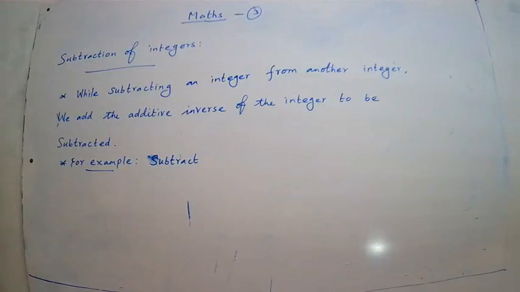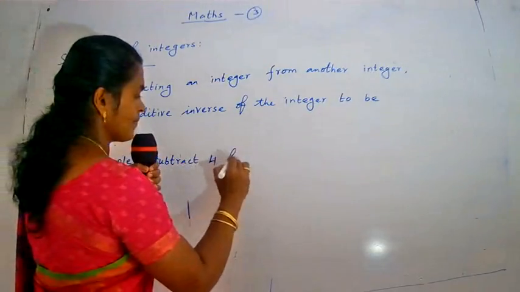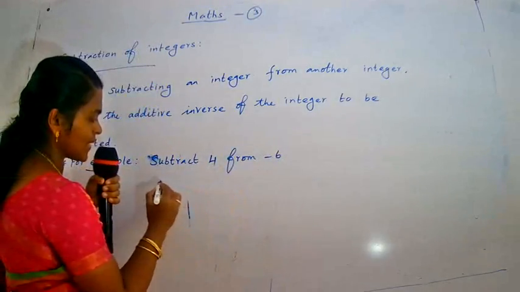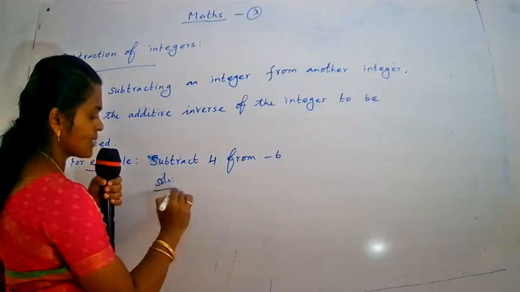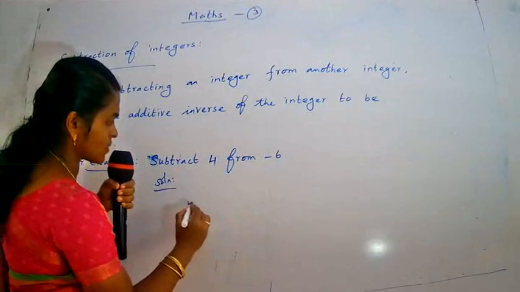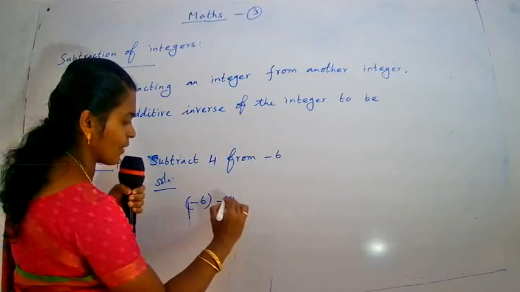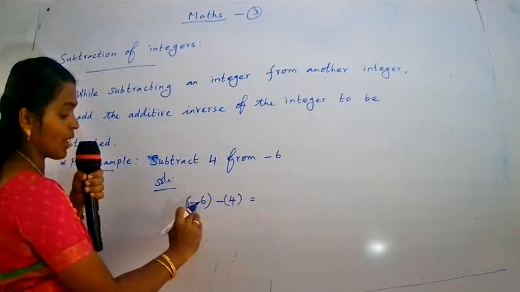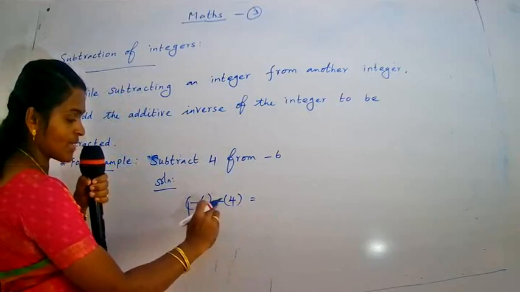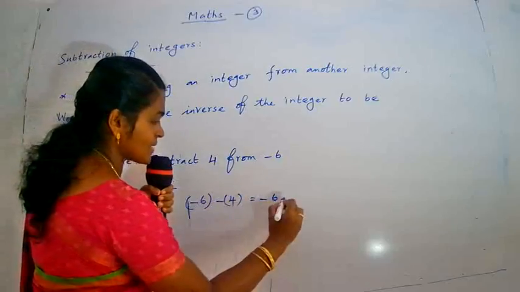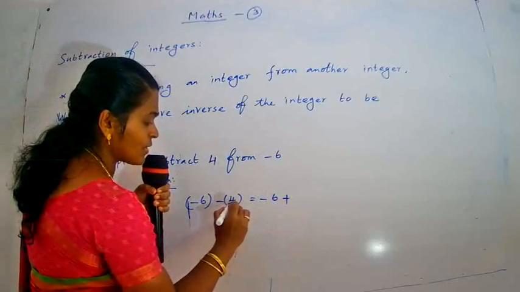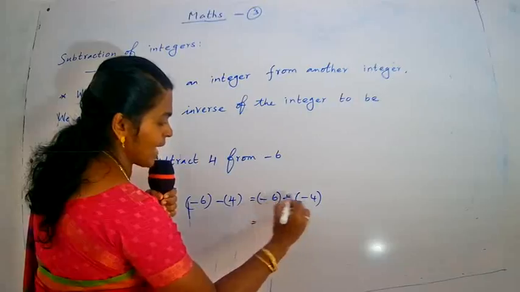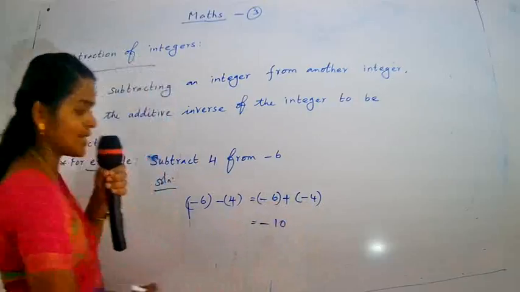subtract 4 from minus 6. Okay. So 4 from minus 6 means minus 6 minus 4. Yes or no? Yes. So minus 6 minus 4. Now you convert it to the addition symbol. So minus 6, here this minus is plus. So what is the additive inverse of 4? Minus 4. Okay. So therefore minus 6 minus 4, your answer is minus 10.